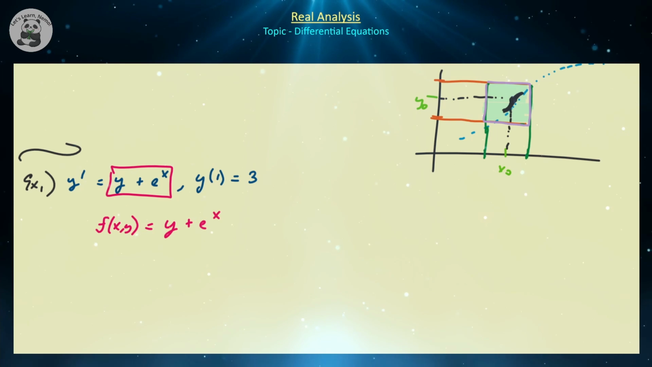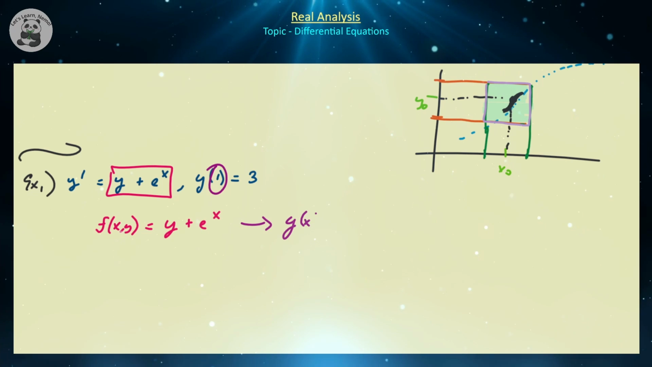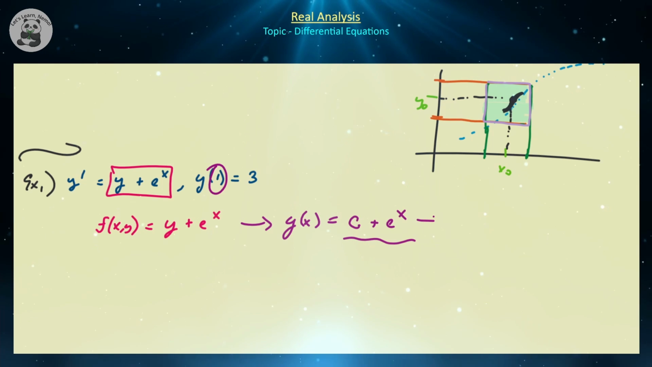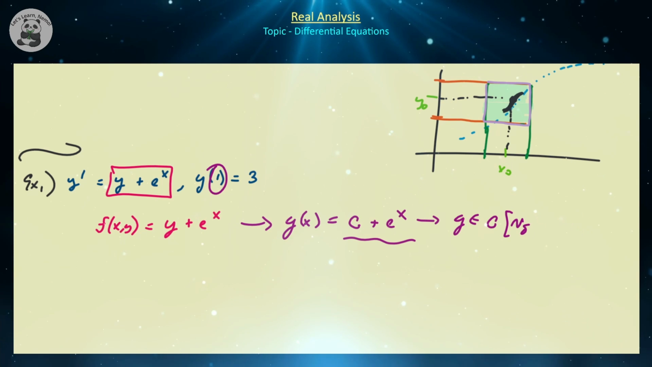So is this continuous in the x variable near x equals 1? All we really need to analyze in terms of x is the following function. g of x is equal to some constant, because y is a constant as far as x is concerned, plus e to the x. And this is just an exponential function, and we clearly see that g is continuous in some neighborhood of radius delta around x equals 1, so that's not a big deal.